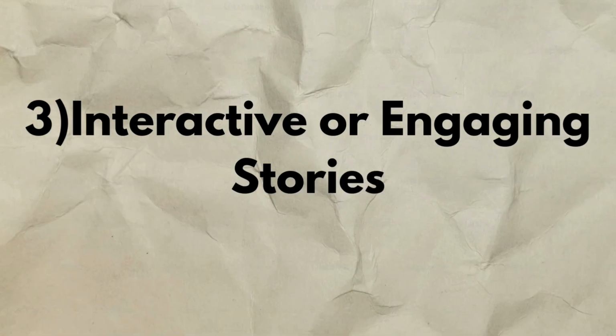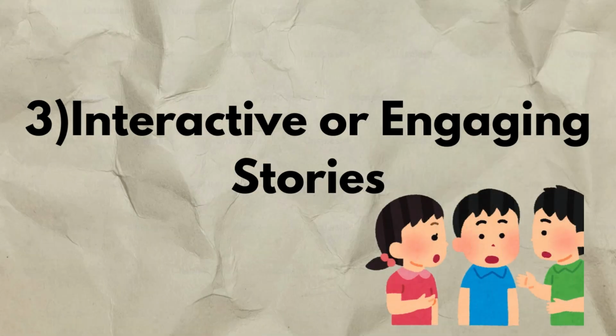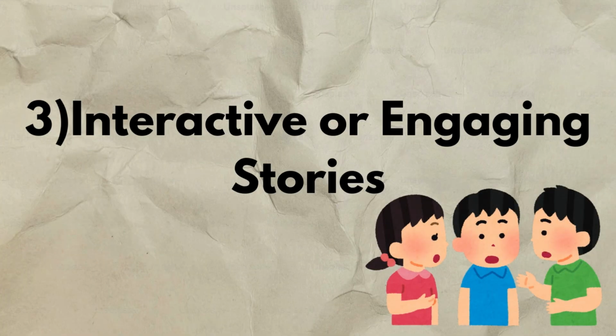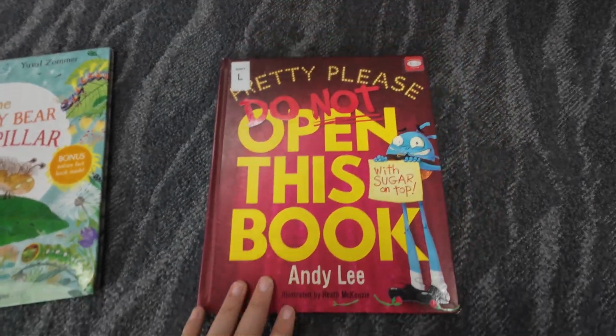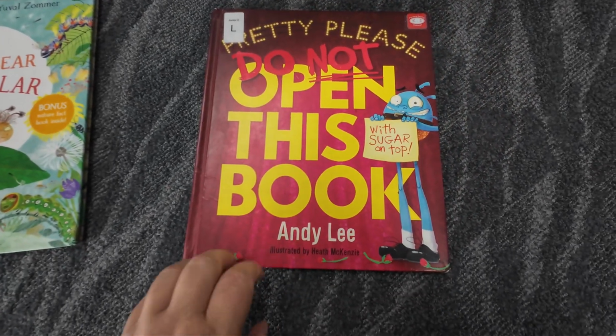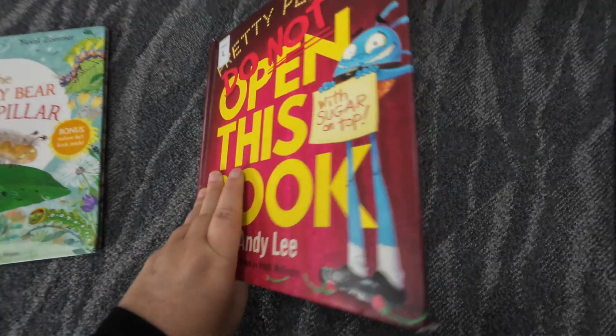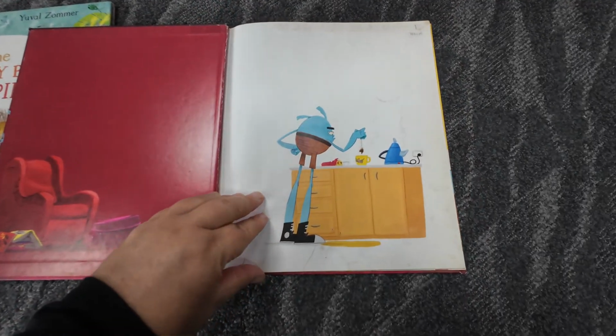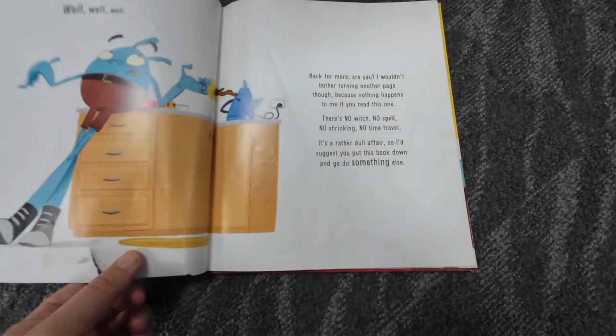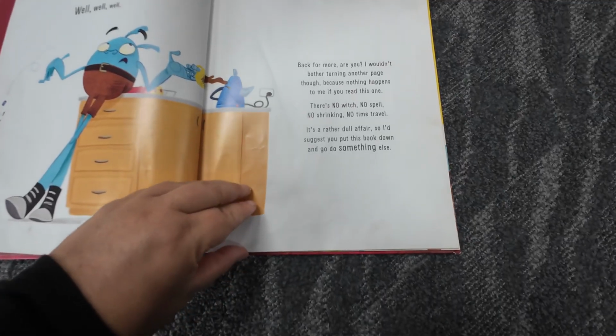Third category is interactive and engaging stories. These are stories that almost call out on children's participation. These are books like Please Don't Turn the Page, because children, for the most part, are going to be screaming yes every time we ask the question and say, please don't turn the page. They'll be saying, yes, please turn the page.